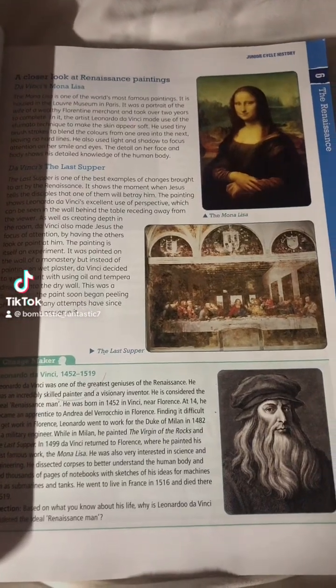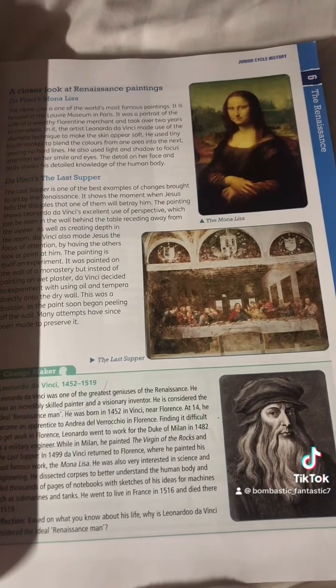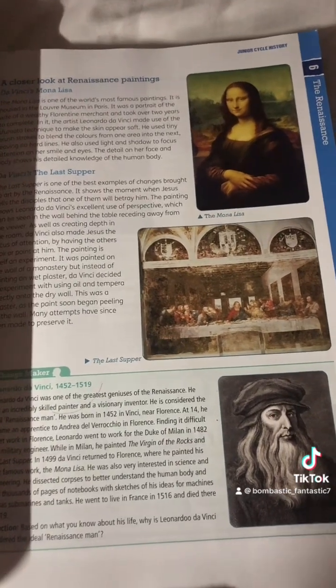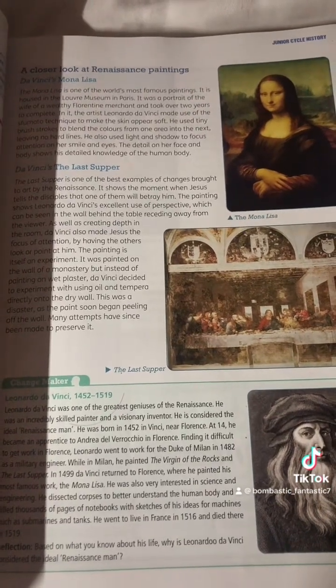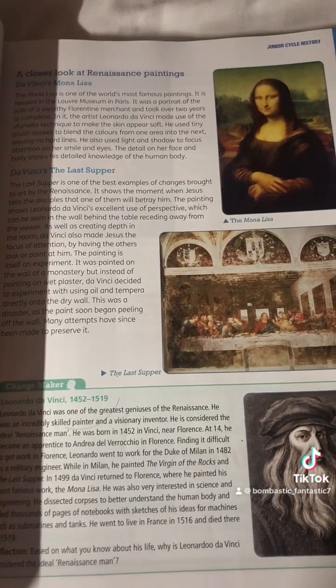A closer look at Renaissance paintings. Da Vinci's Mona Lisa. The Mona Lisa is one of the world's most famous paintings. It is housed in the Louvre Museum in Paris.